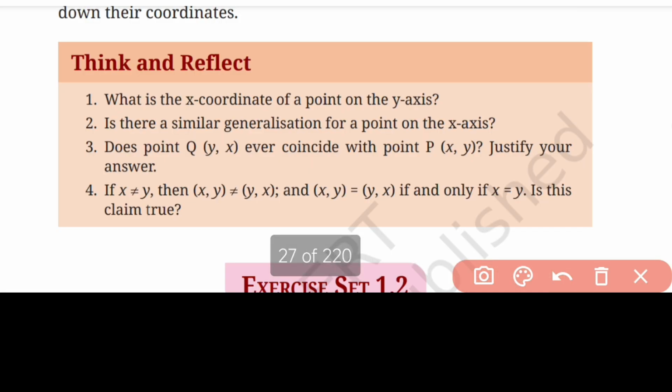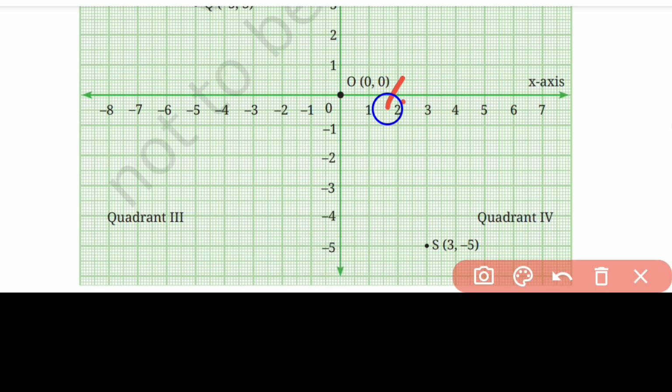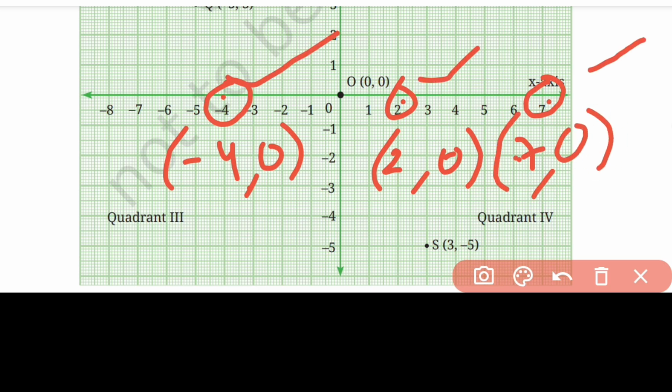Second question, is there a similar generalization for a point on the x-axis? On the x-axis, if you observe here, the point is (2, 0). And here if you take the point as (-4, 0), and if you take the point as (7, 0), what do you observe here? For any point on the x-axis, the y coordinate is always 0. Therefore, we can say that y is equal to 0 on the x-axis.